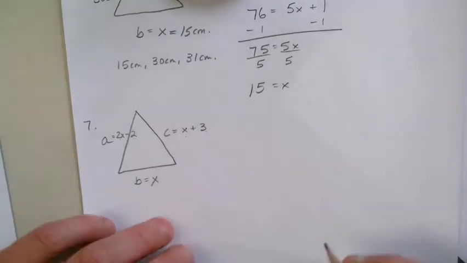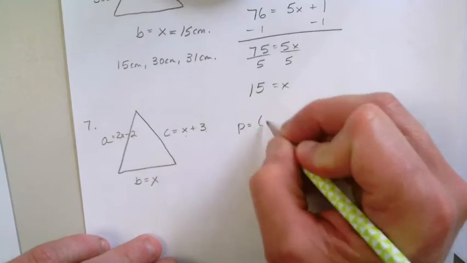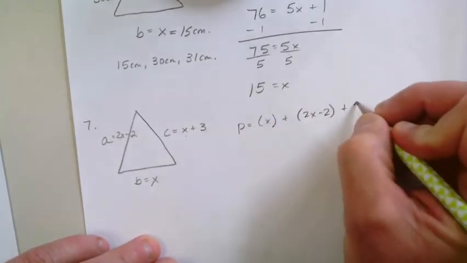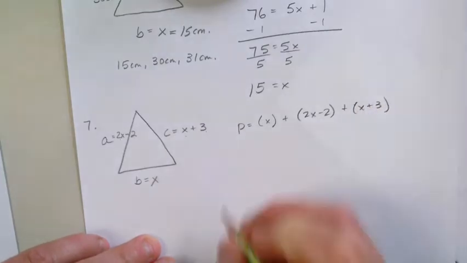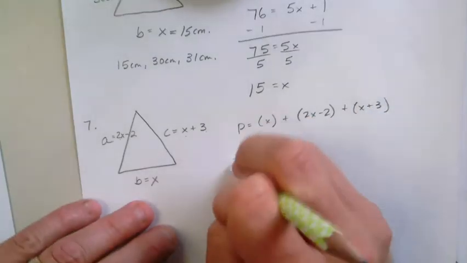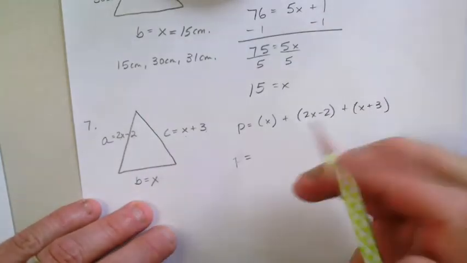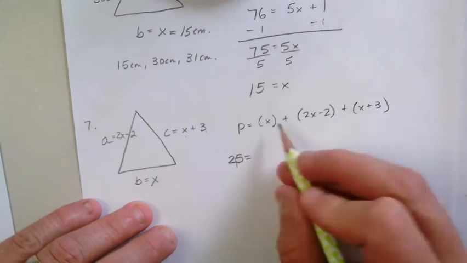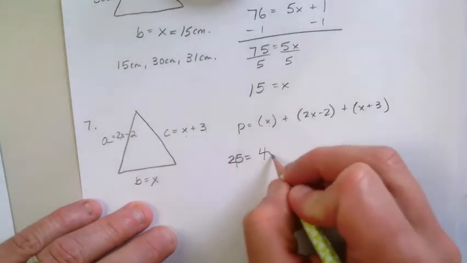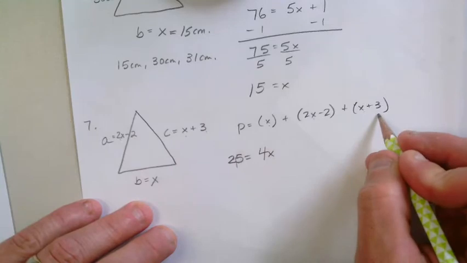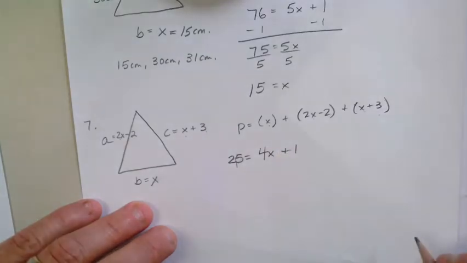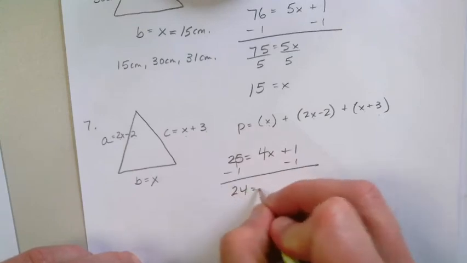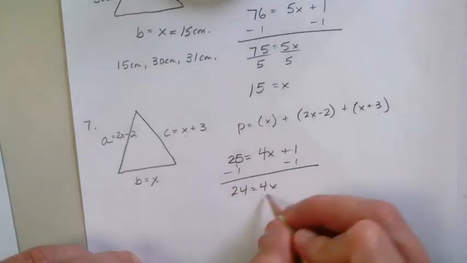From there, the perimeter is just going to be the sum of all those sides. They tell us the perimeter of this figure is 25 meters. So I'm going to do x plus 2x plus 4x, negative 2 plus 3, I'm going to say plus 1. And then from there we can subtract 1, and then divide by 4.